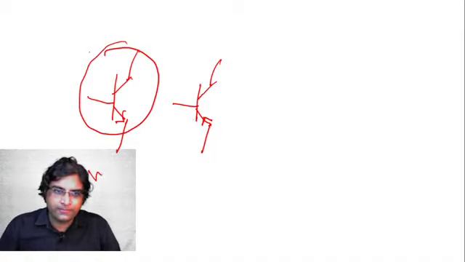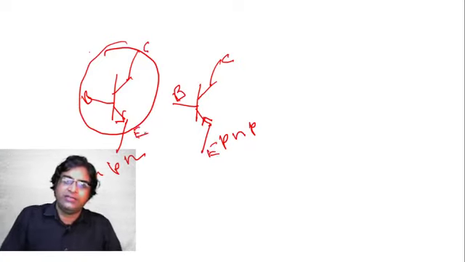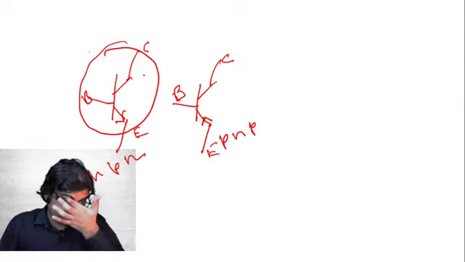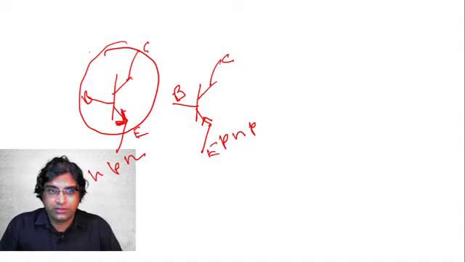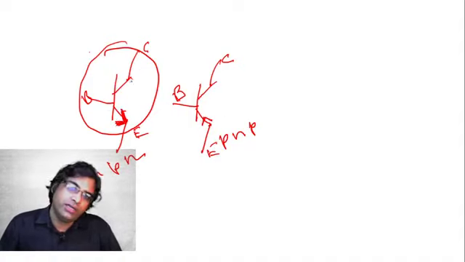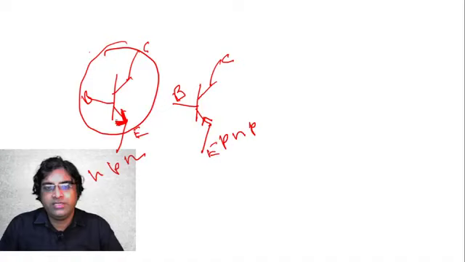This is the NPN transistor, and this is the PNP transistor. This is the base, this is the collector, and this is the emitter. The base, collector and emitter concept is there. There are three terminals in the transistor: collector, emitter, and base.